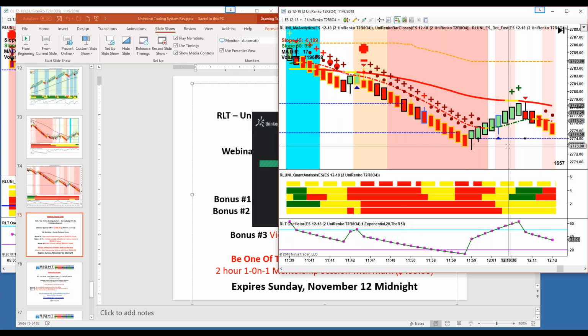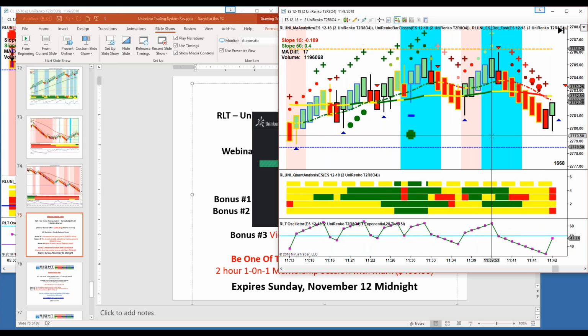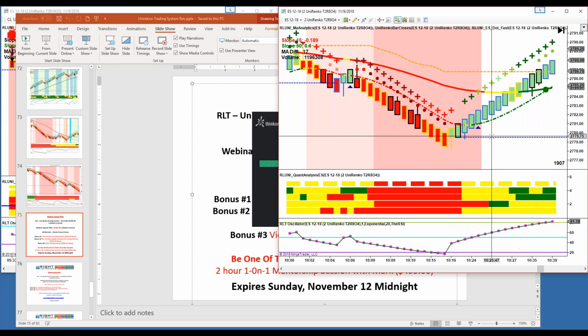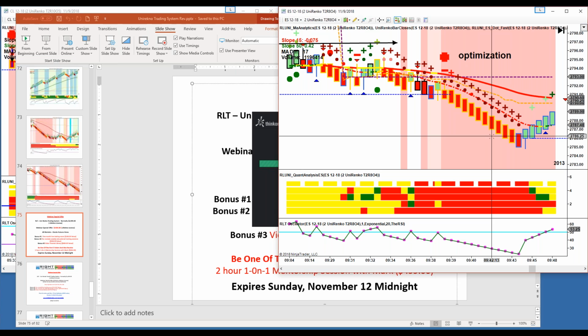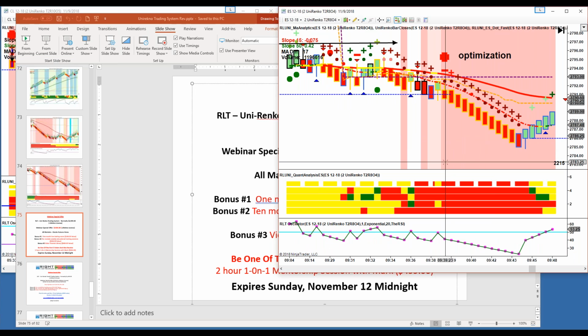I mean, on this chart, if we look at a really nice area here, there were two great trades on the E-mini right here.